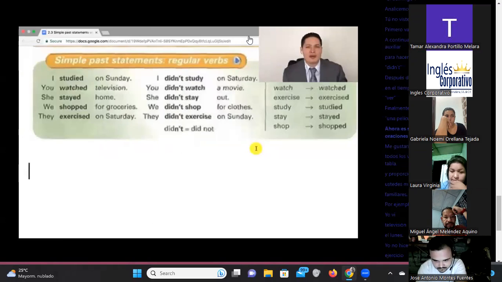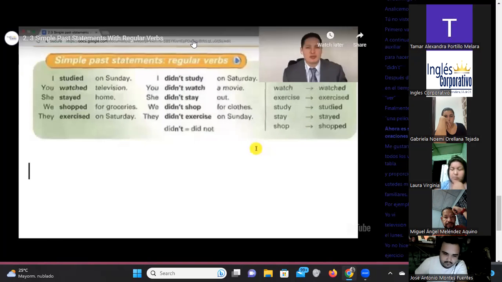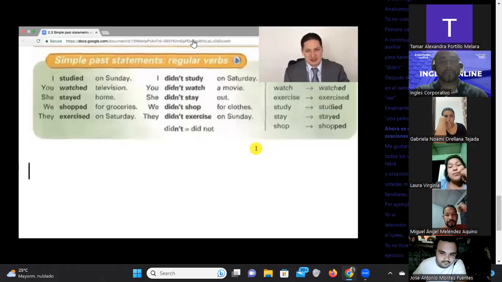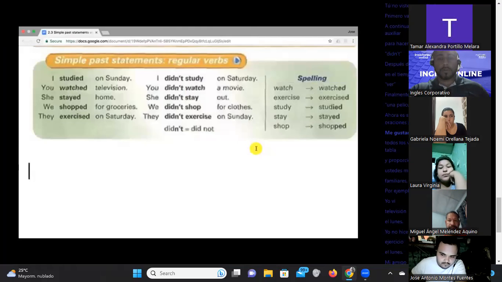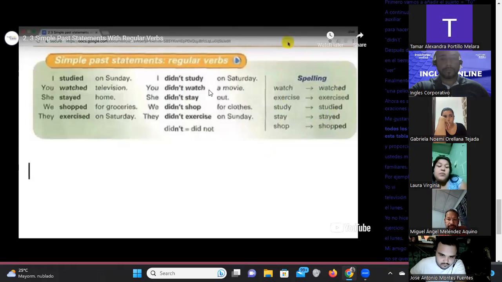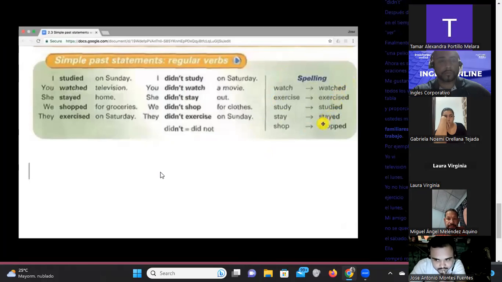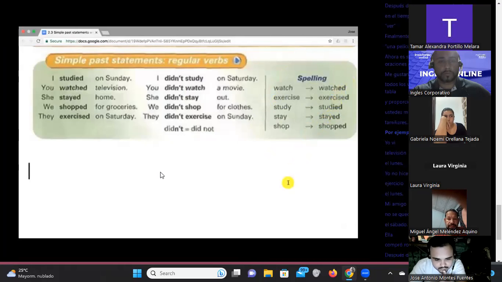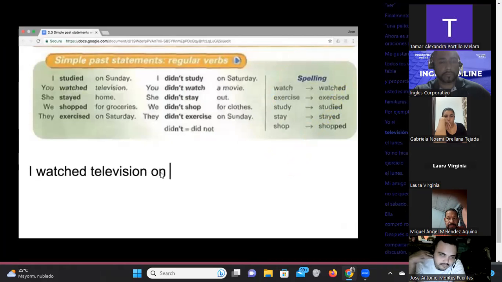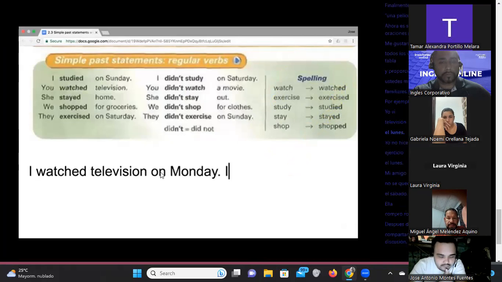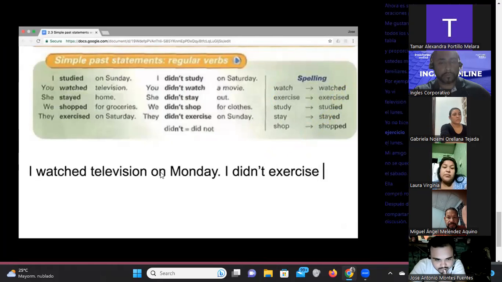Now it's your turn to practice making positive and negative statements in the past tense. I would like for you to use all the verbs on the right-hand side of the chart and provide similar examples about yourself, family, friends, and coworkers. For example, I watched television on Monday. I didn't exercise on Monday.